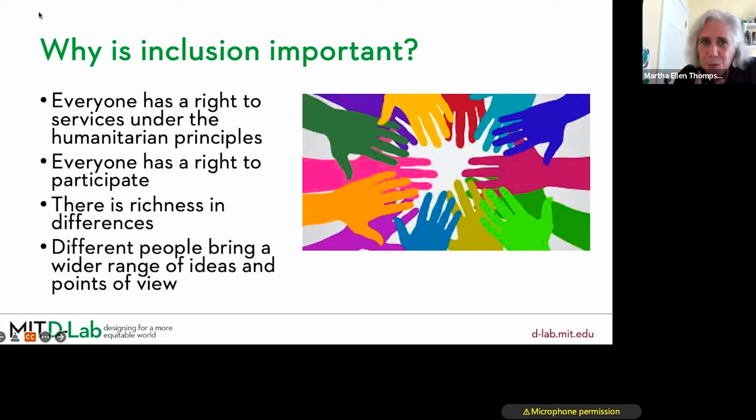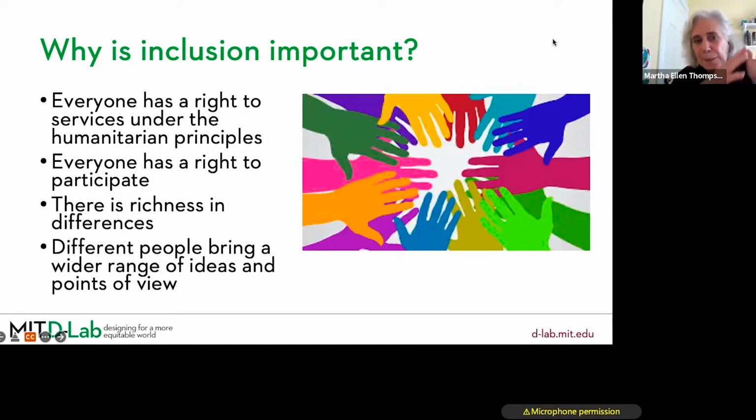One of the reasons we bring so many different people together in a co-creation is because we firmly believe at D-Lab that there is richness in difference, and that bringing many different people together from different cultures, from different places in society, who have different experiences, brings a really broad range of views and experience. And that really nurtures the creative process and the design process. As everyone who works in the humanitarian sector knows, everyone has a right to services and programs under the humanitarian principles.